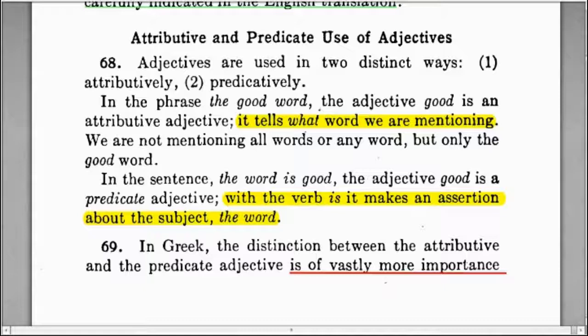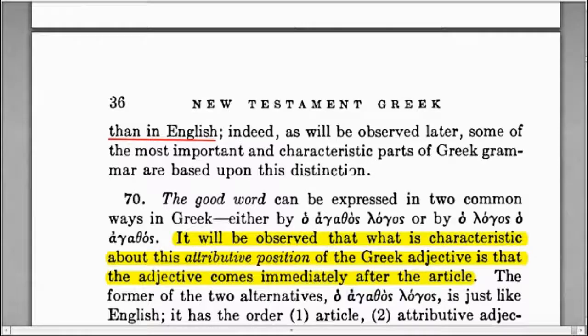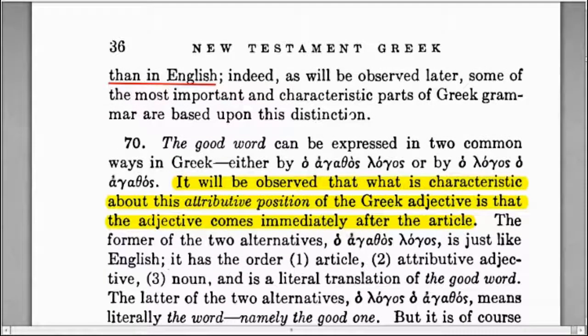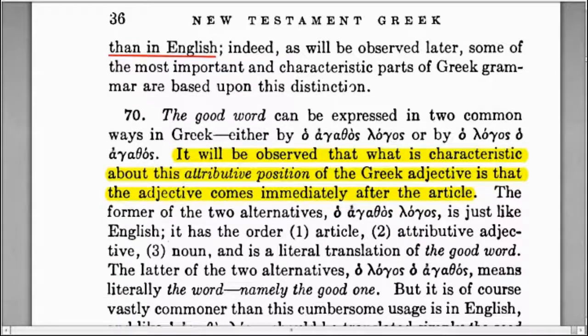Okay? Paragraph 69. In Greek, the distinction between the attributive and the predicate adjective is of vastly more importance than in English. Indeed, as will be observed later, some of the most important and characteristic parts of Greek grammar are based upon this distinction. The good word can be expressed in two common ways in Greek, either by ho agathos logos or by ho logos ho agathos.